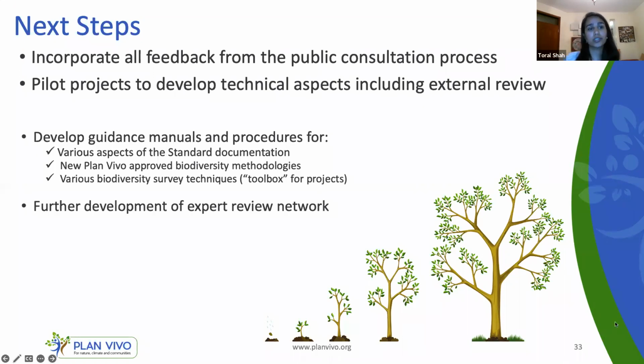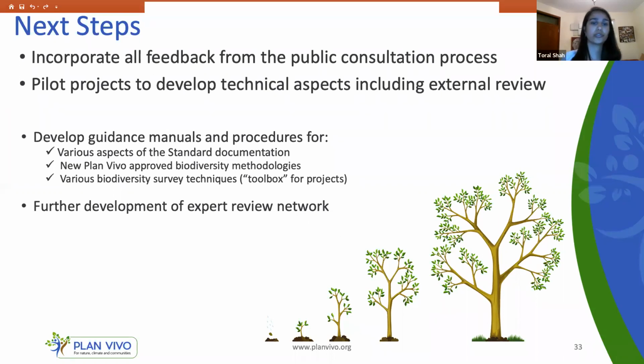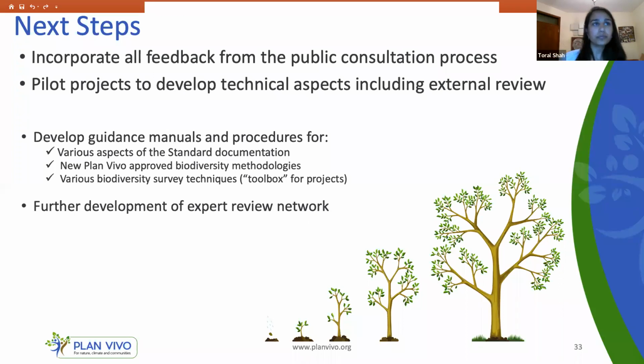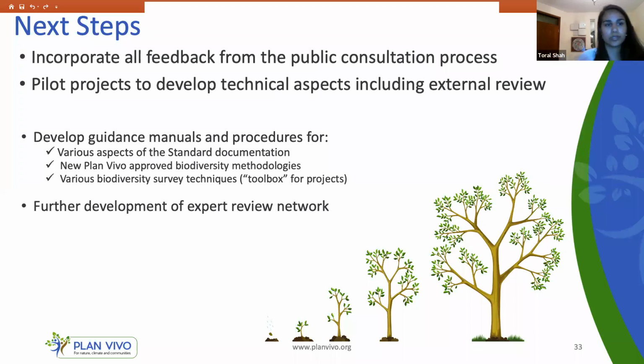We're working to continue to provide guidance around different aspects of the standard documentation, guidance on submitting new biodiversity methodologies, also different tools for different biodiversity monitoring techniques, and also looking for different guidance around different aspects.